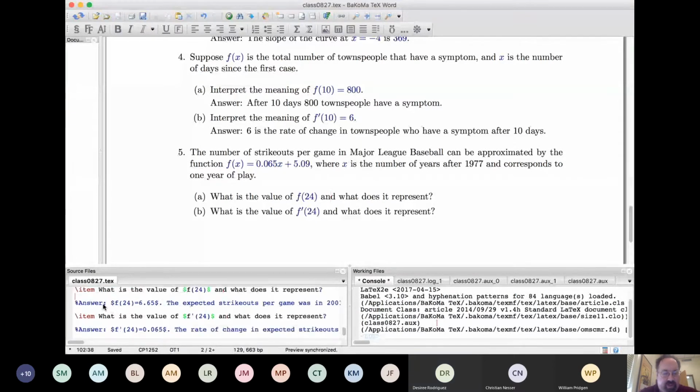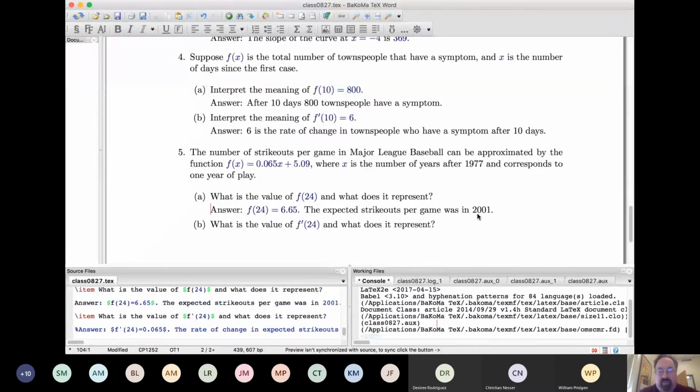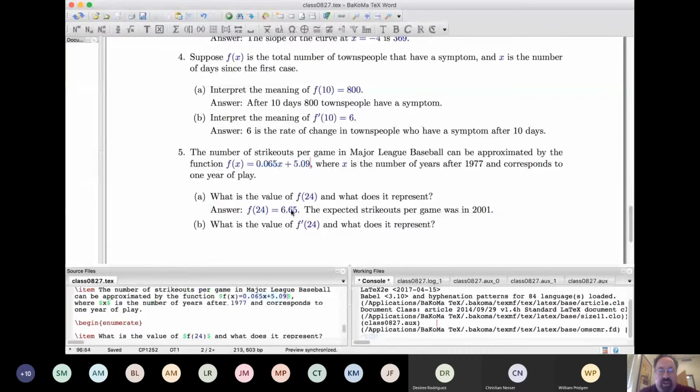So you have a number of strikeouts in 2001. Now, this is what will happen in the question works. It would require that you actually plug in x equal 24 into here and get a value, and that would be 6.65. So this is how many strikeouts per game there are during that year. So 24 years since 1977.